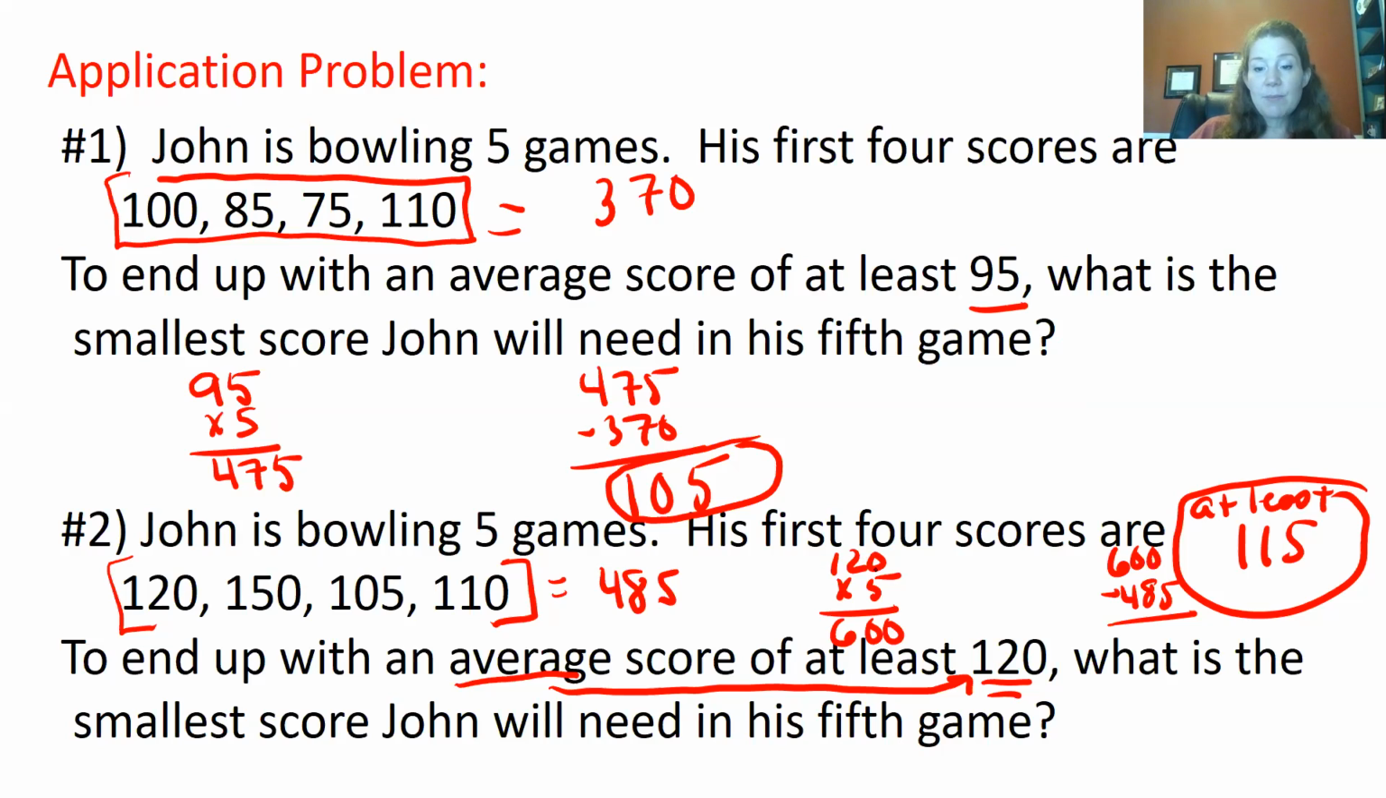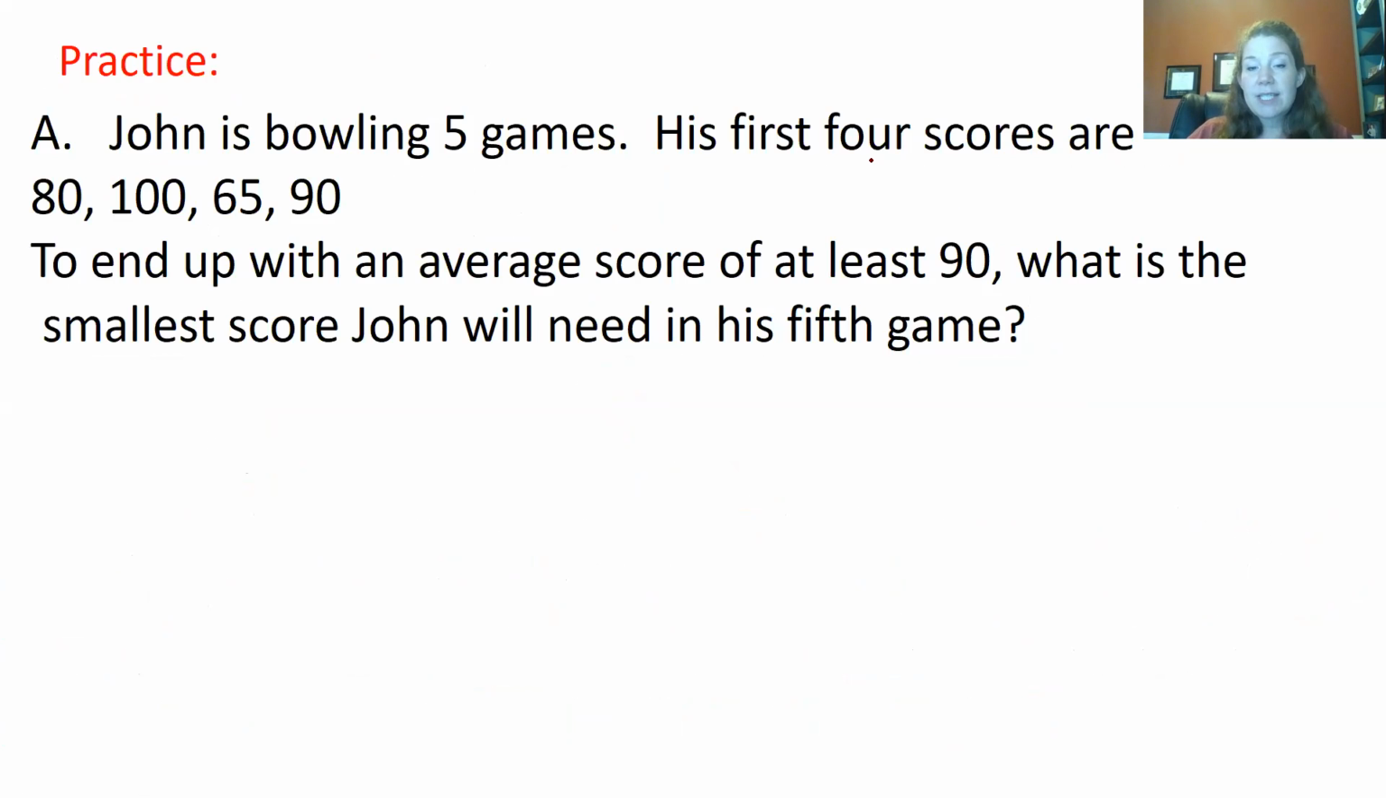So the process is multiply what he wants by how many total scores he'll have, figure out how many points he's already earned, and the last step is to subtract those 2 numbers. Find out how many he needs by subtracting how many he's already earned. All right, you guys pause me for just a second, figure out the answer to this last question, and then come back and check your score.